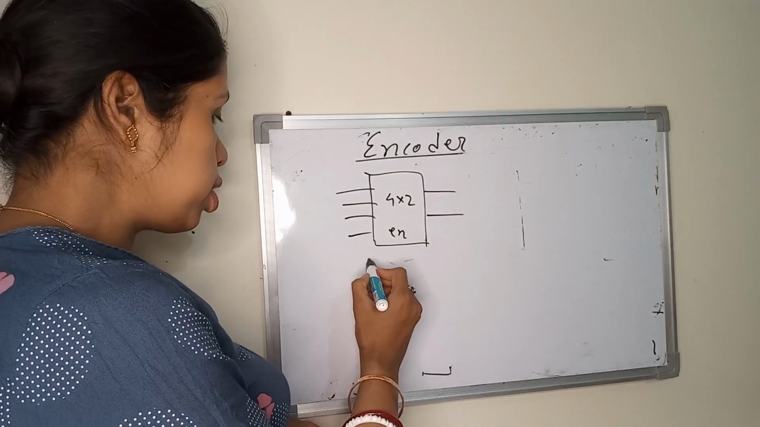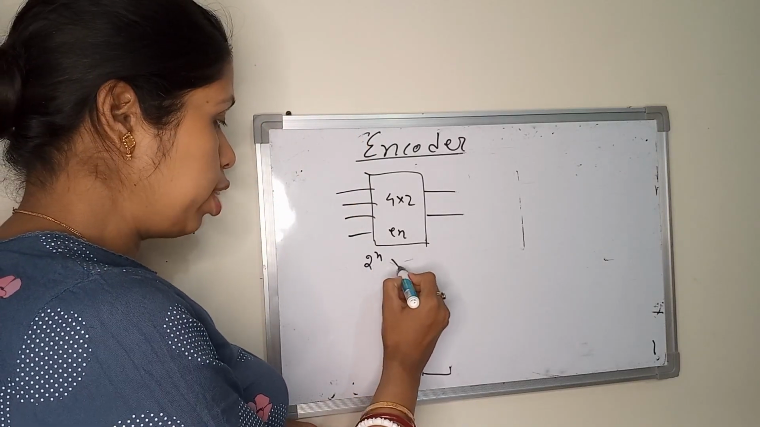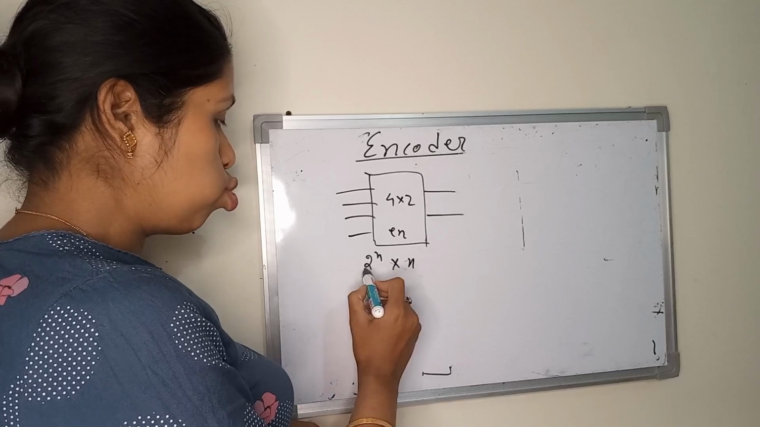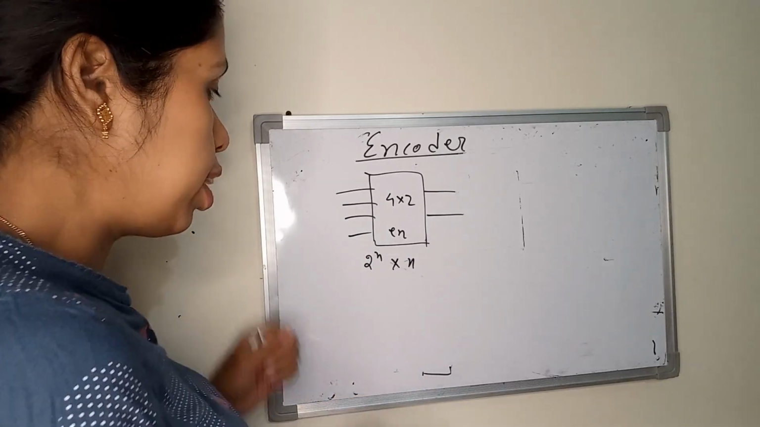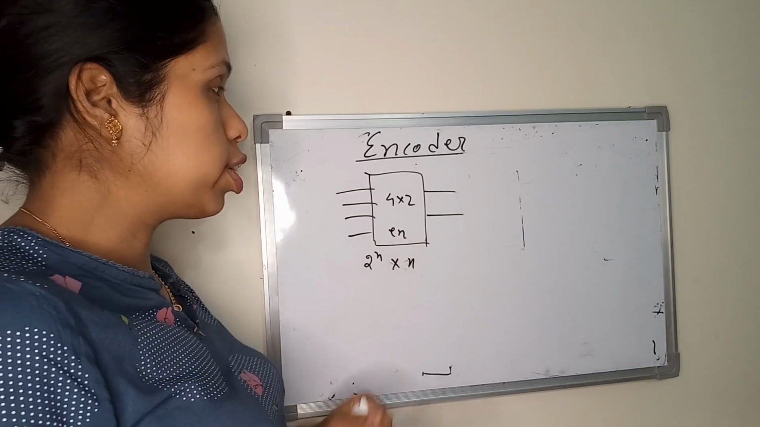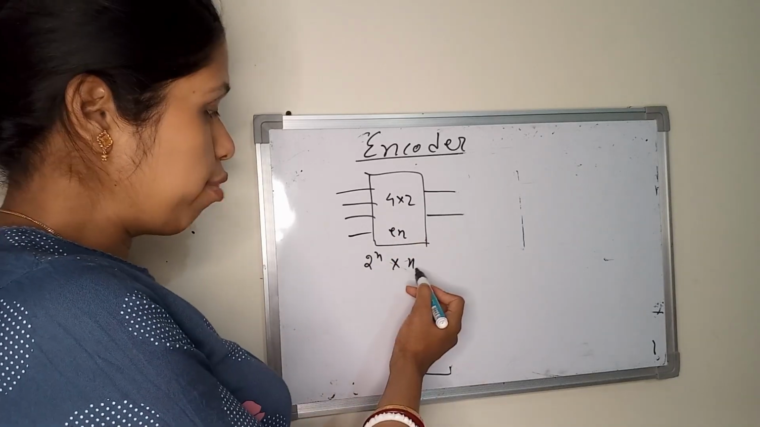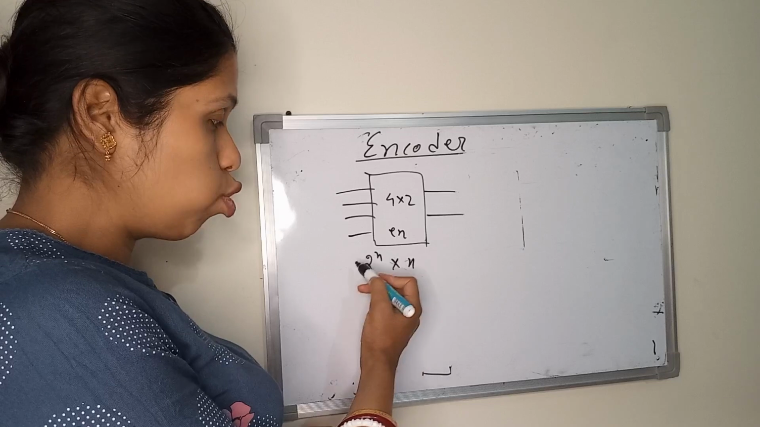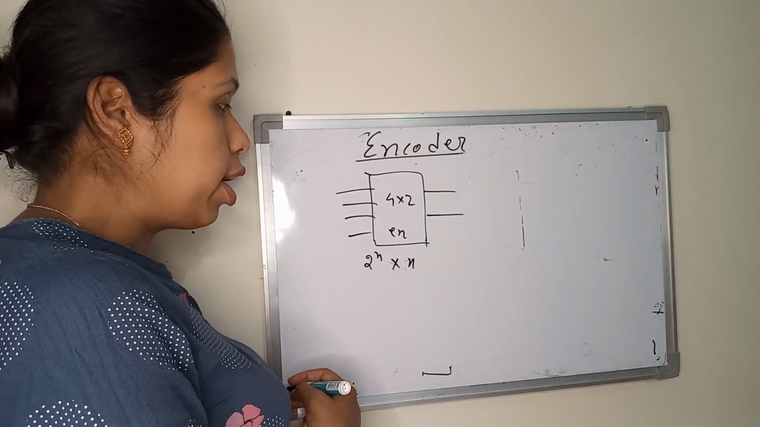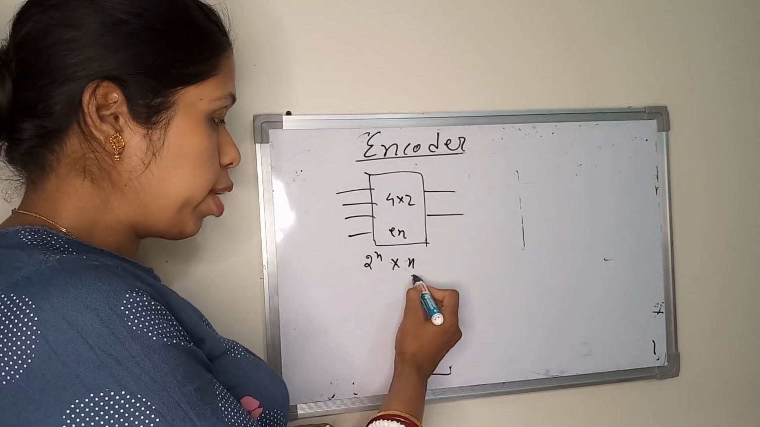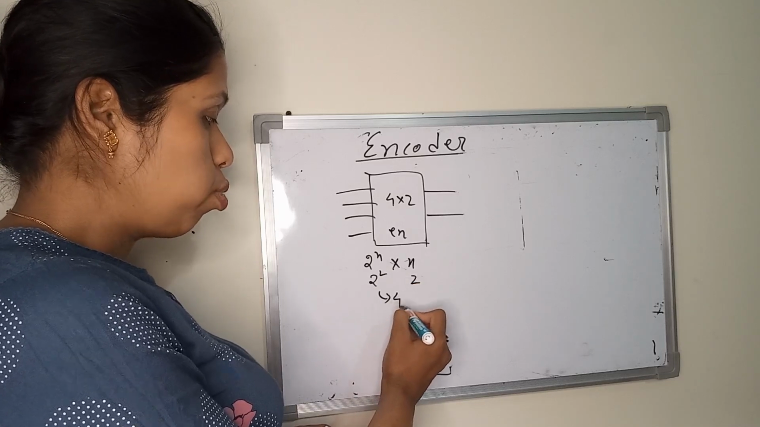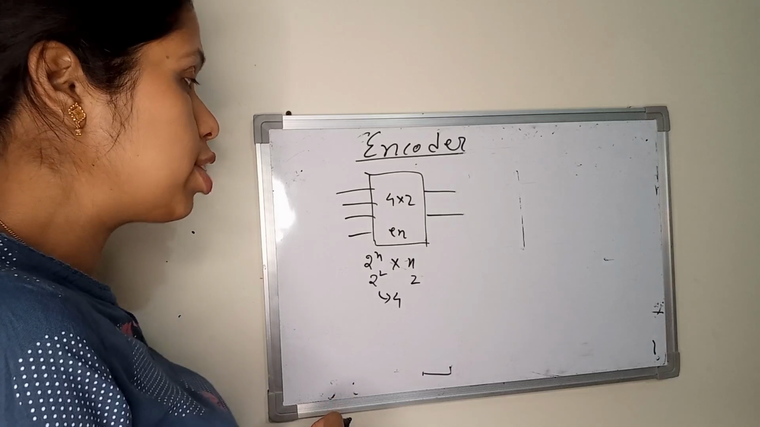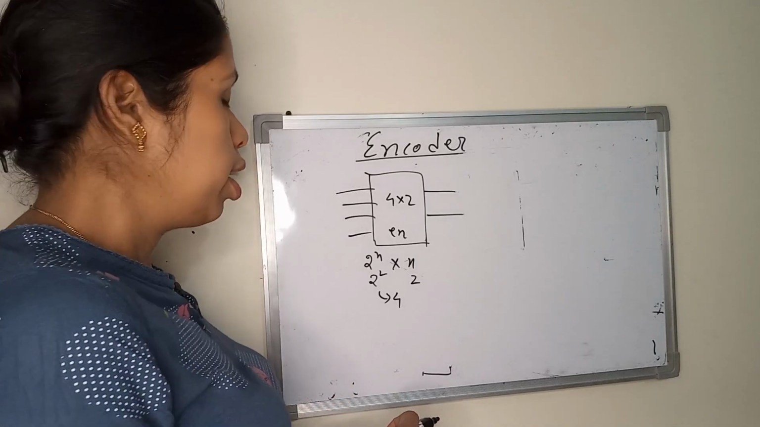The basic encoder is 4 into 2, that means 2 to the power n into n. Here 2 to the power n is the number of inputs and n is the number of outputs, and that is the relationship between input and output in the encoder. So if you have n output lines, you will have 2 to the power n input lines. Here n is 2, so 2 to the power 2 is 4. So 4 is the number of input lines and 2 is the number of output lines.